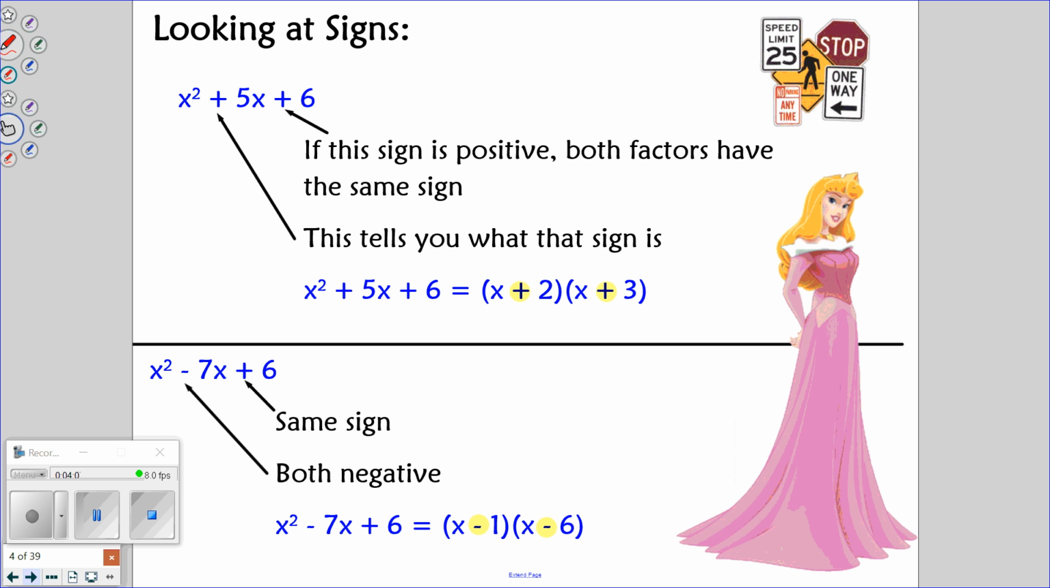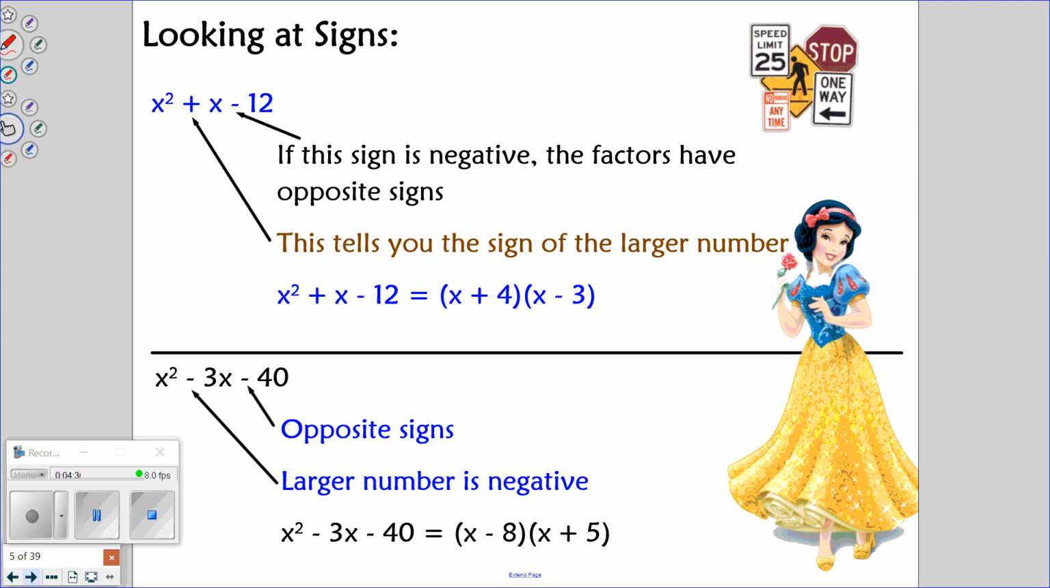So again, this is just trying to reiterate what we just talked about. If the last sign is positive, both factors have the same sign. And this one tells us that they're both plus. The last one's positive, so they have the same sign. That one's negative, means they're both negative. But it's always based on that last sign first. That's where we're always looking. And if the last sign is negative, then it's true, but not always true, that they're different.